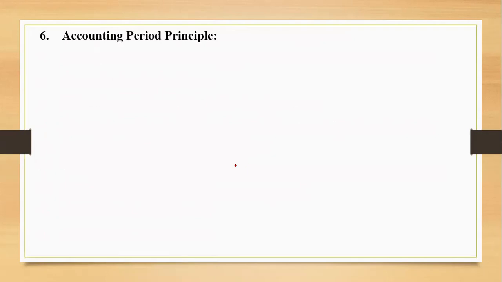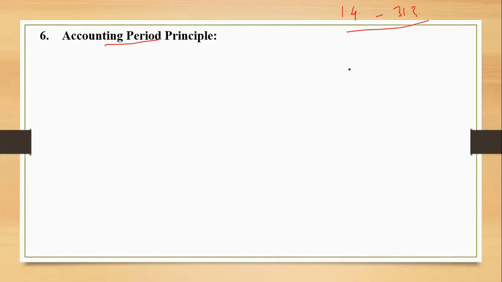Next is accounting period principle. Yes, any idea which accounting period, the financial year is that is followed by all the business entities? Sir, it is from 1st of April to 31st March of the next year. Yes, 1st of April to 31st of March. This is the accounting year we follow, April to March. We have this particular period of time, okay?